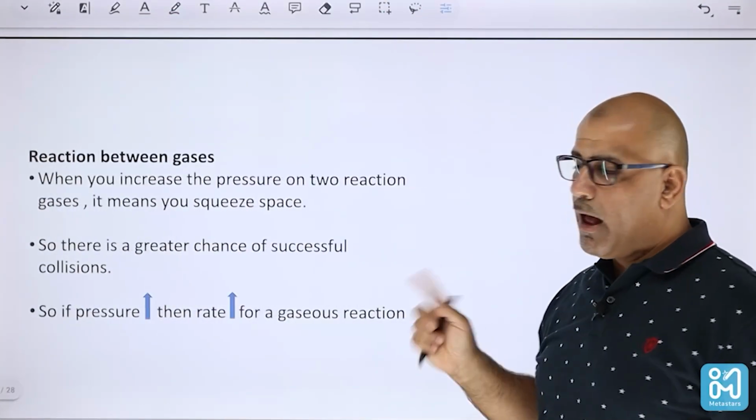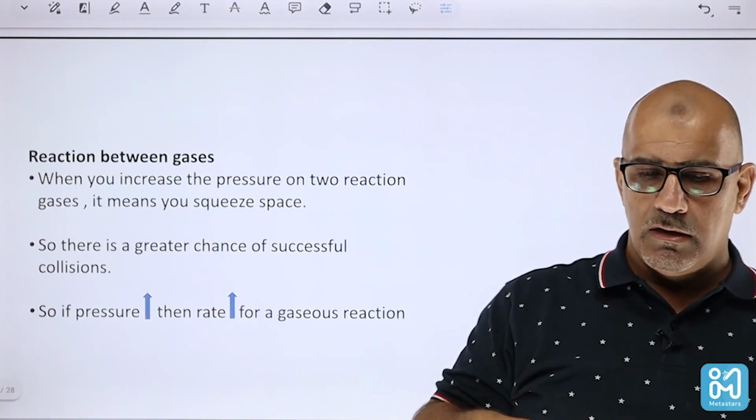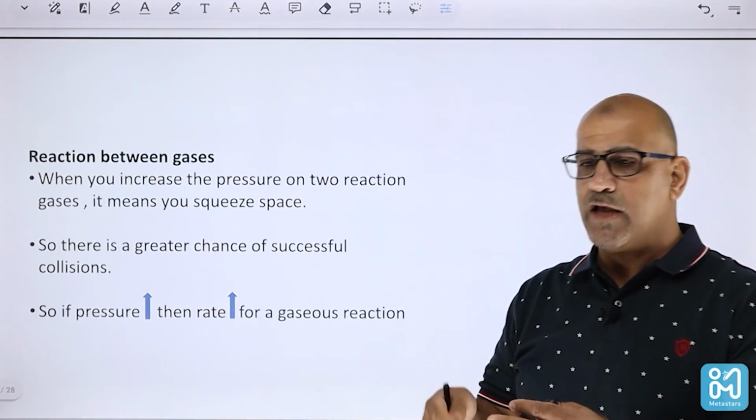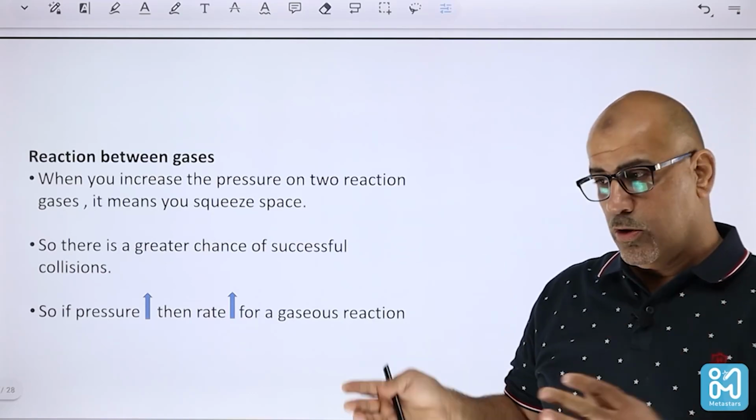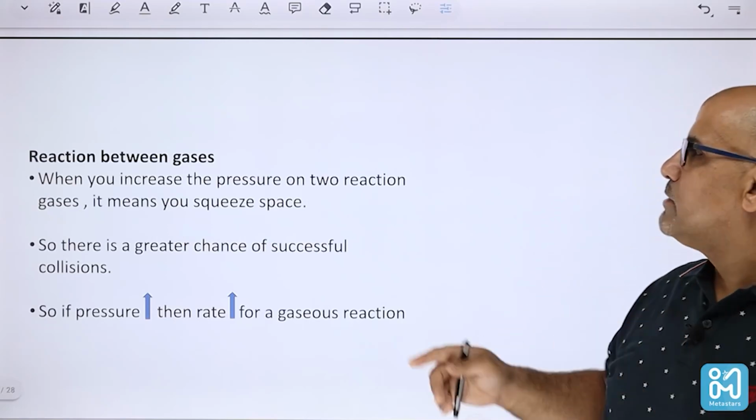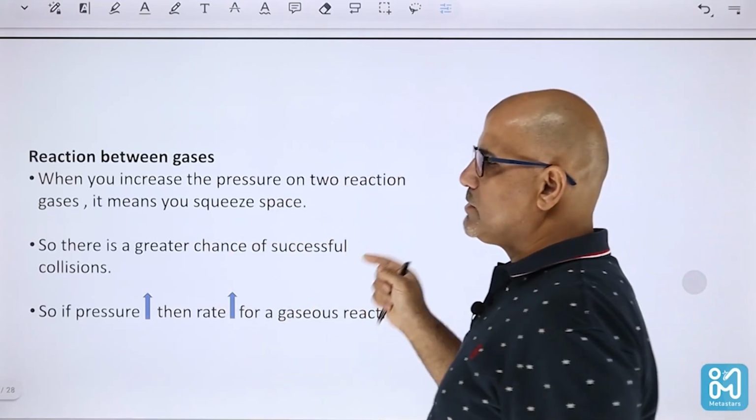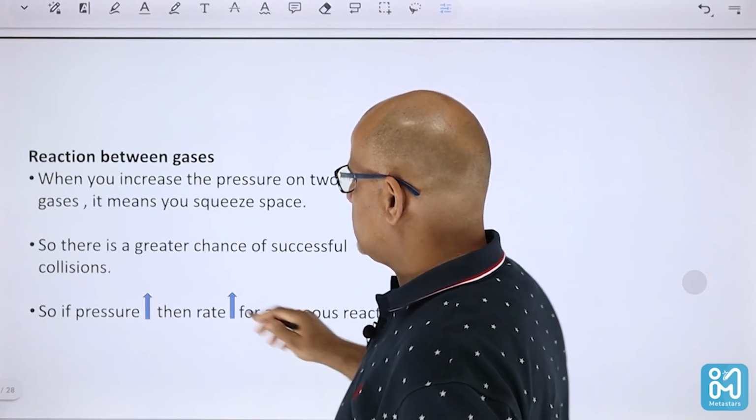So we can apply the concentration factor on the concentration of the reagents themselves, or you can use it to describe the change in the rate by changing the concentration of the reactants.